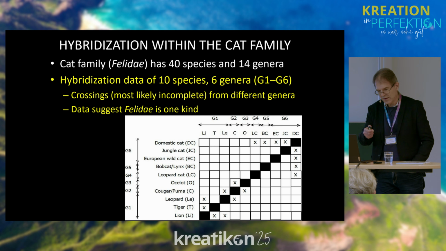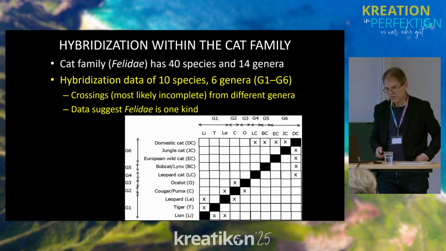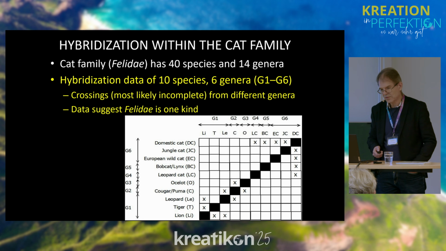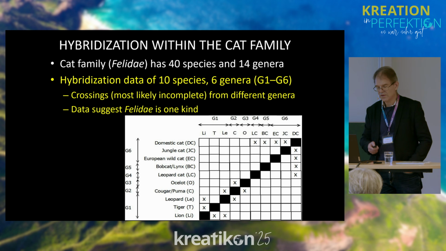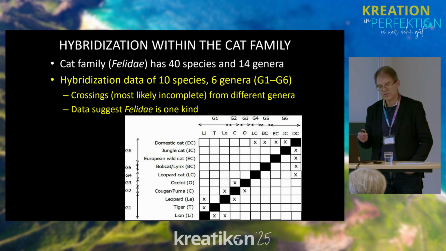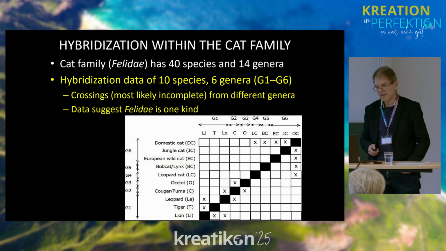We see they are notated as G1, G2, and so forth. So we have different species: lion, tiger, leopard, and so on. And if there is a successful hybridization, it's marked with a cross. So we see that several of these different species can hybridize.